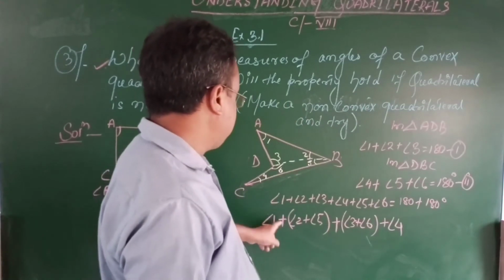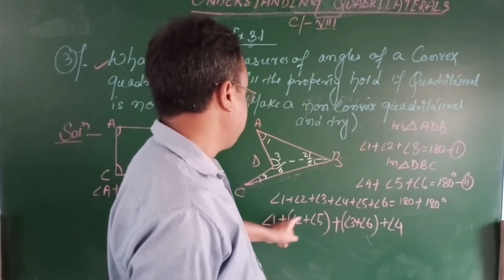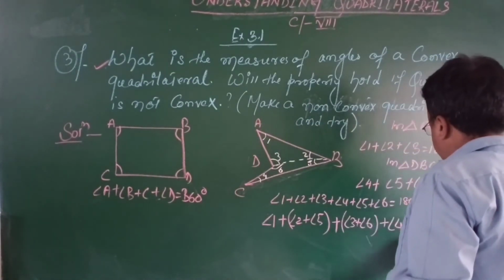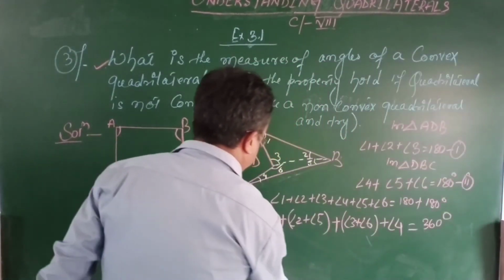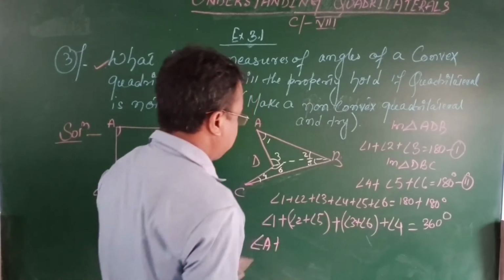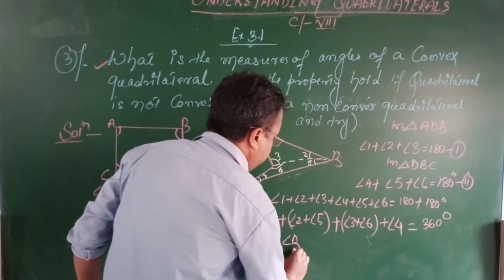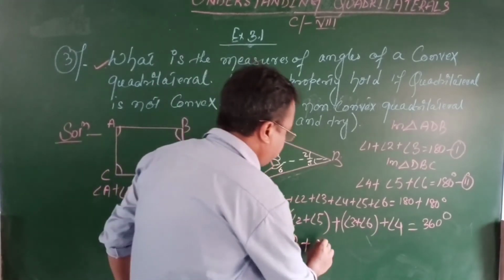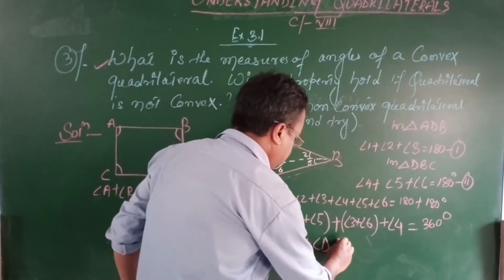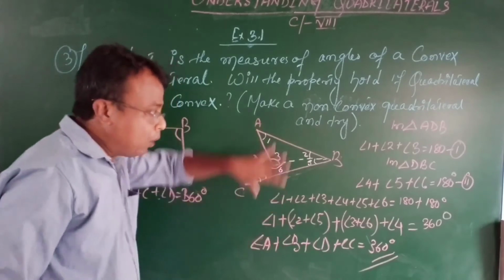Now, on the right side, how much do we get? 180 plus 180, that is 360 degrees. Now angle 1 means angle A. Angle 2 plus angle 5, if you add these two angles, you get angle B. If you add angle 3 plus angle 6, you get angle D. And angle 4 means angle C. So the sum is equal to 360 degrees.